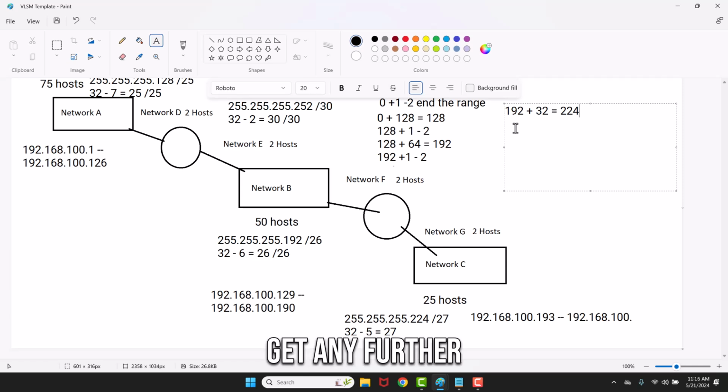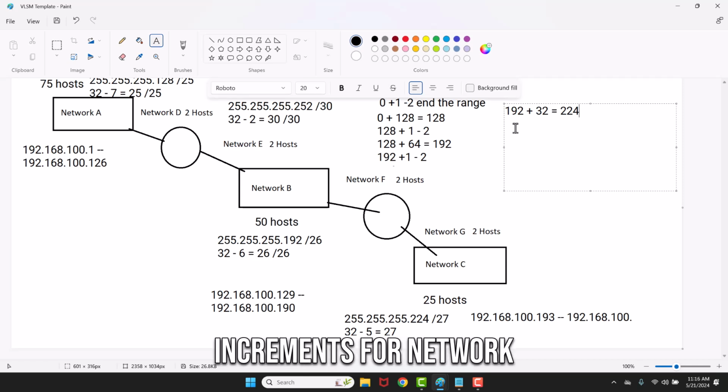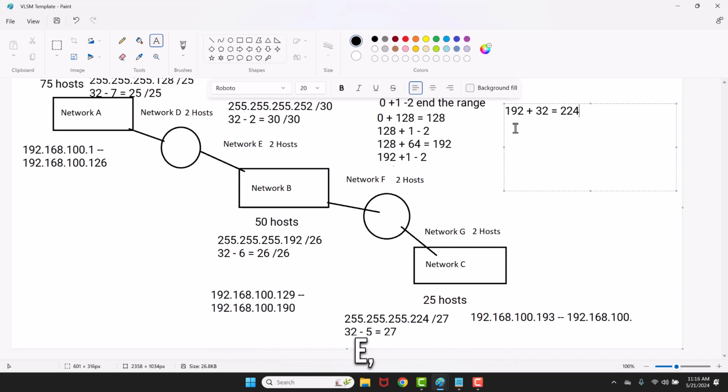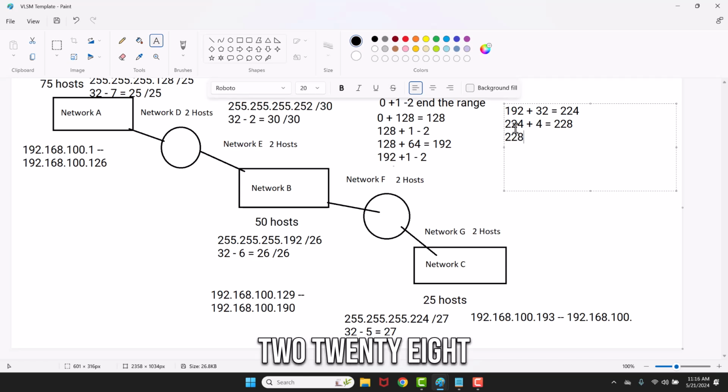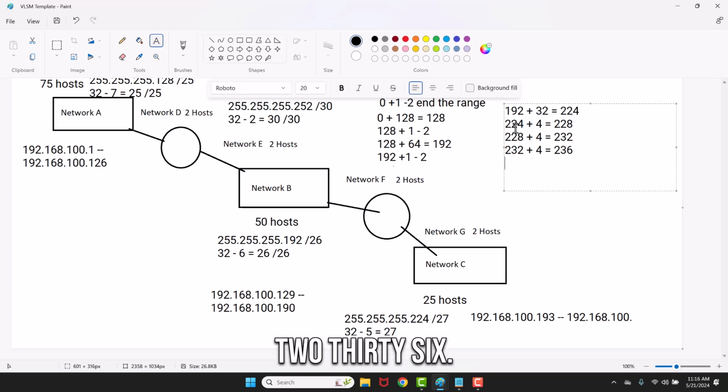Now, before I get any further, I want to give you the increments for network D, E, F, and G, because now I'm only adding 4. So if I take 224 and add 4 to it, I will then get a value of 228. If I take 228 and add 4 to it, I will then get a value of 232. If I take 232 and add 4 to it, I end up with a value of 236. And if I take 236 and add 4 to it, I then have a value of 240. So those are the rest of my network IDs.